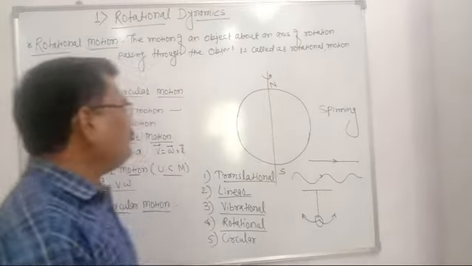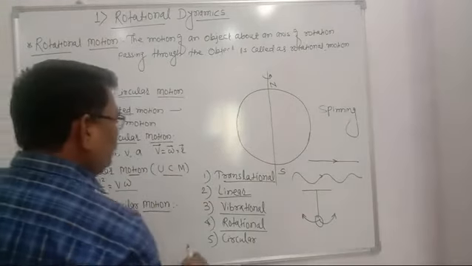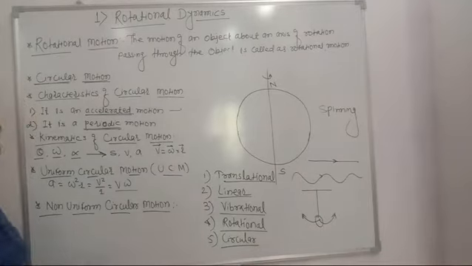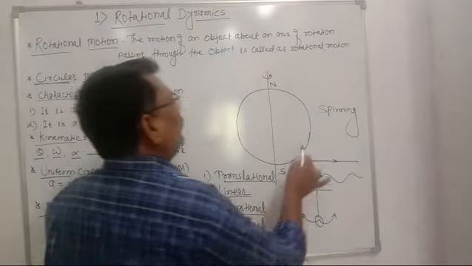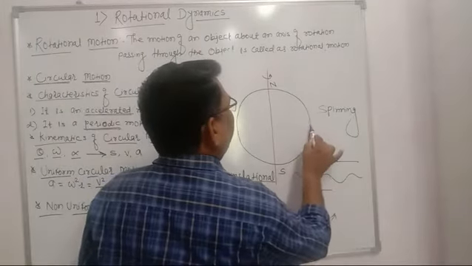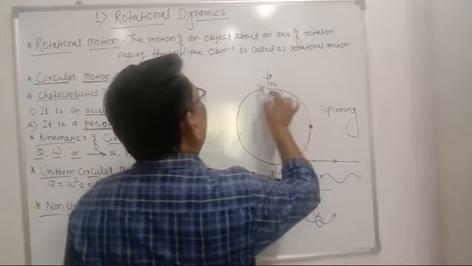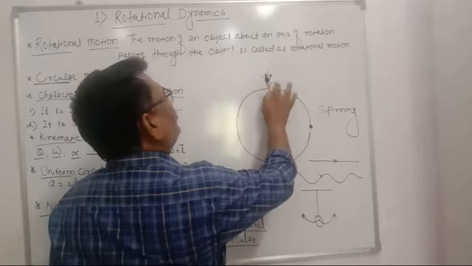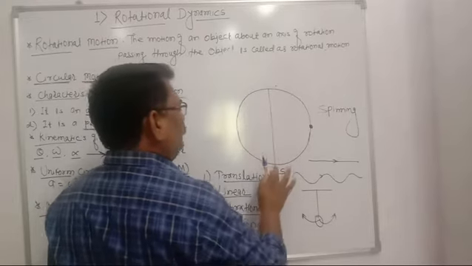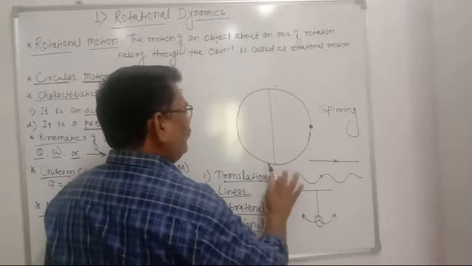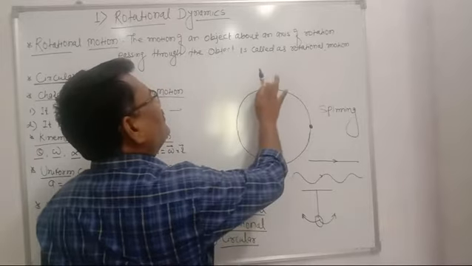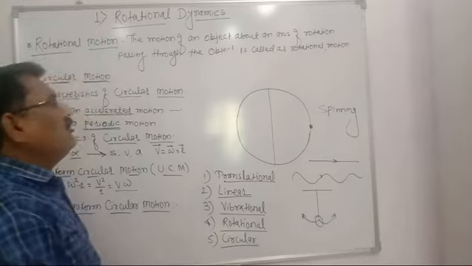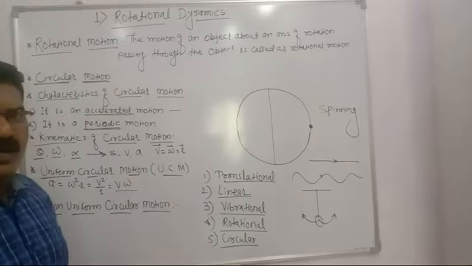Okay, now next one is the circular motion. When a body or an object is moving along the circumference, meaning परिघ, the circumference of a circle, then the motion of that object is known as circular motion.